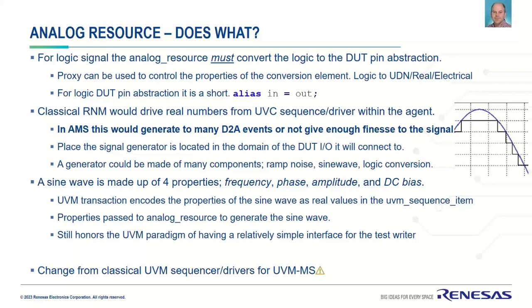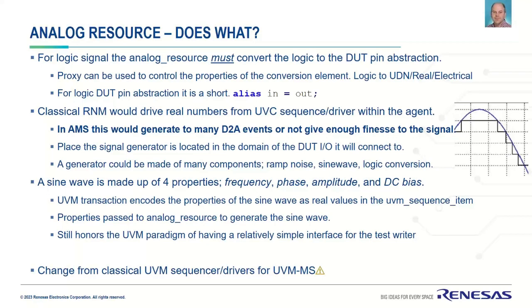So what we're talking about is basically your UVC will now say, I want a sine wave, and handle the properties like the amplitude, phase, frequency, DC offset. That goes into your analog resource, and that's where you generate it. So that's really the big change from the classical UVM that people are used to. And it's probably the biggest challenge in rolling this out, because most people will not grasp why they need to do it. And it's that D to A events.